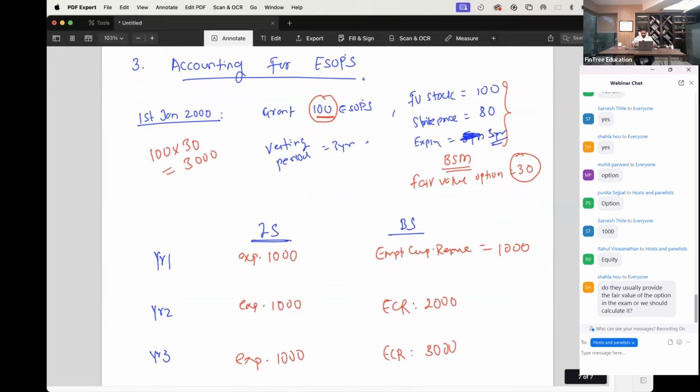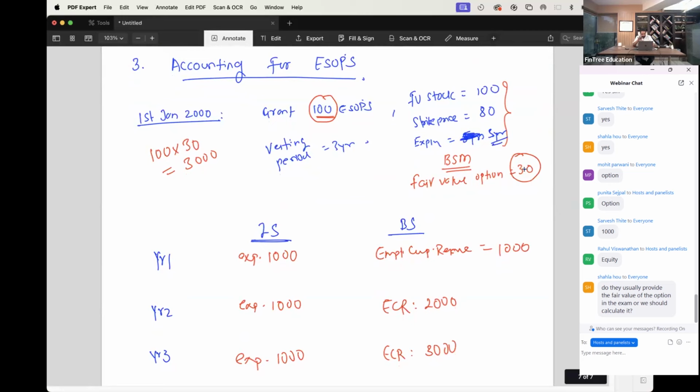Do they usually provide the fair value of the option on the exam, or do we calculate? No. The fair value of the option is given. You are not expected to run a Black-Scholes model there. And for that, they'll have to give you a normal distribution table that will be too messy. I don't think that would be required. They'll give you a fair value of the option.